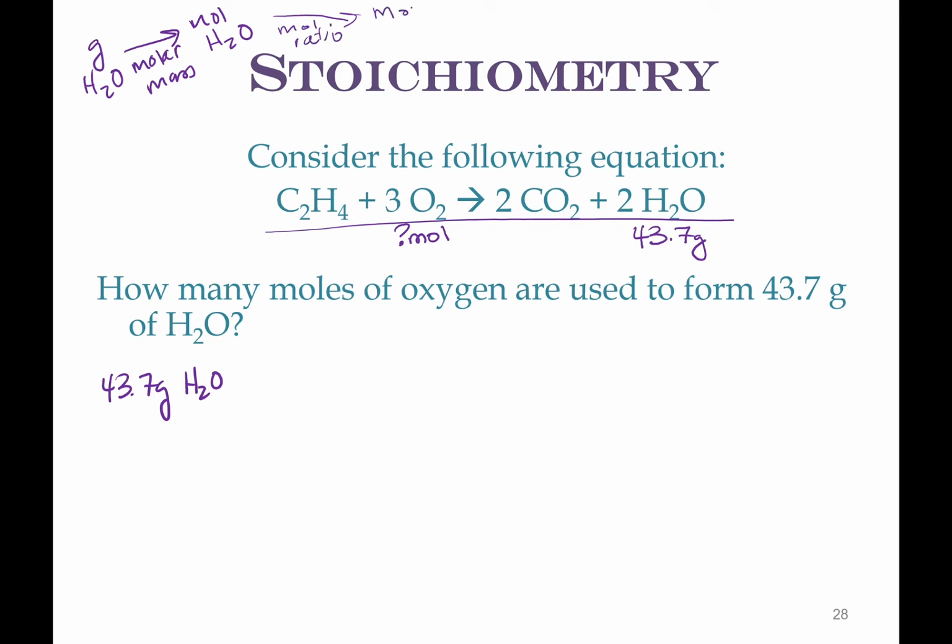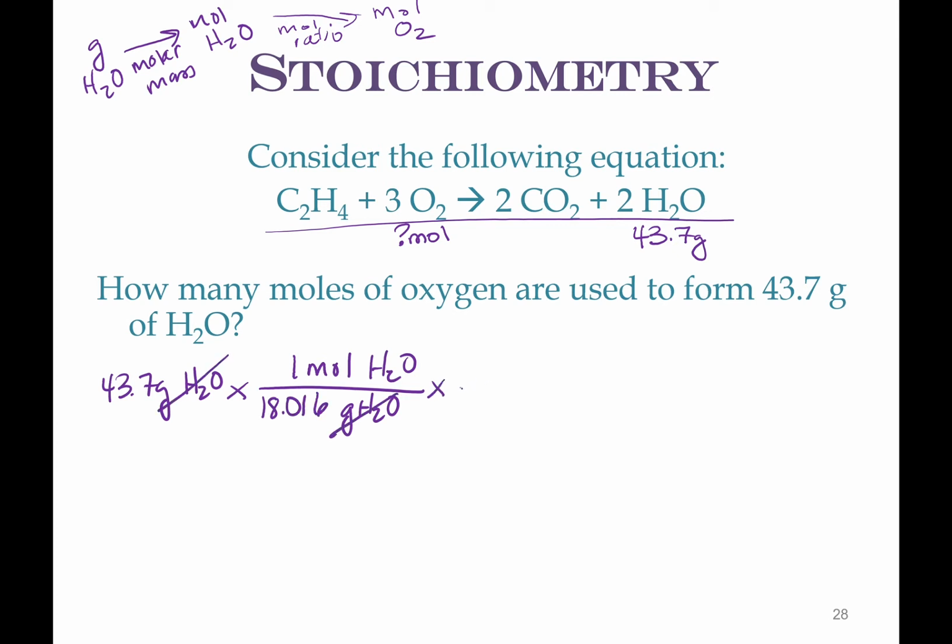So moles of oxygen. So if you couldn't figure it out before, now that you have the pathway, give it a try. So 43.7 grams of water times grams of water goes on the bottom, and 1 mole goes on the top. Remember, molar mass is always for 1 mole, and this is 18.016 grams. So grams of water cancel.